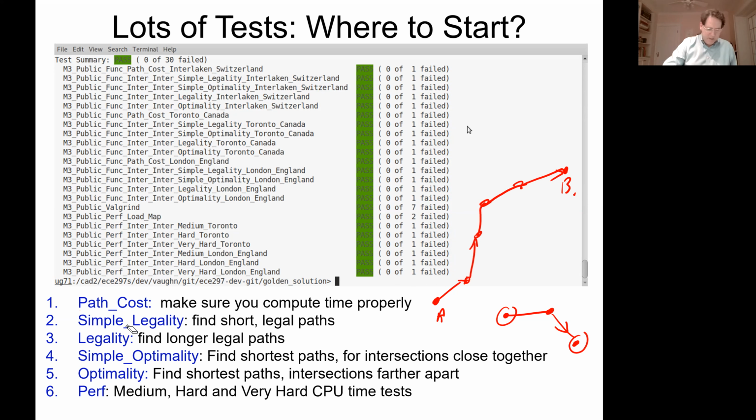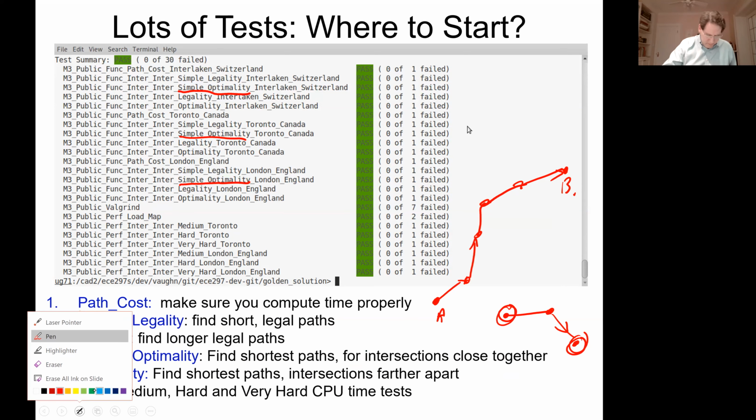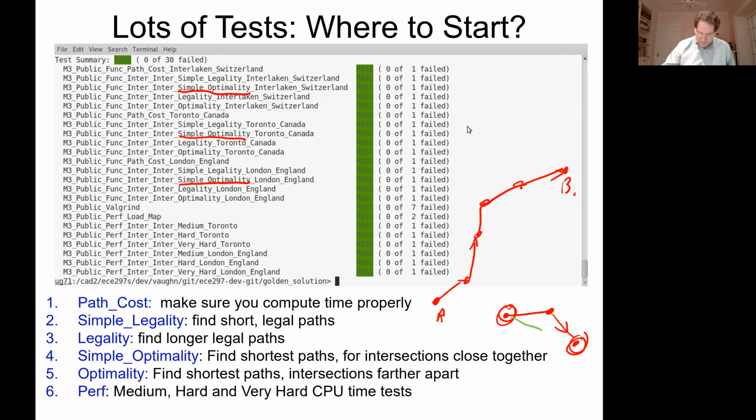Then we have simple optimality. Again, we got it for every one of the three maps, and it's again just these short paths. So we're back to this one, and now we're checking, did you get the fastest travel time? Maybe there's a shorter path that goes like this. For simple optimality, we want you to find that path, or a path with that travel time.